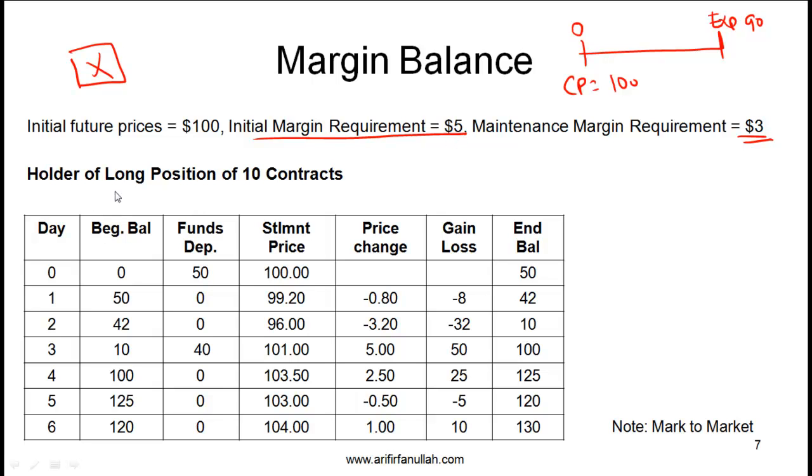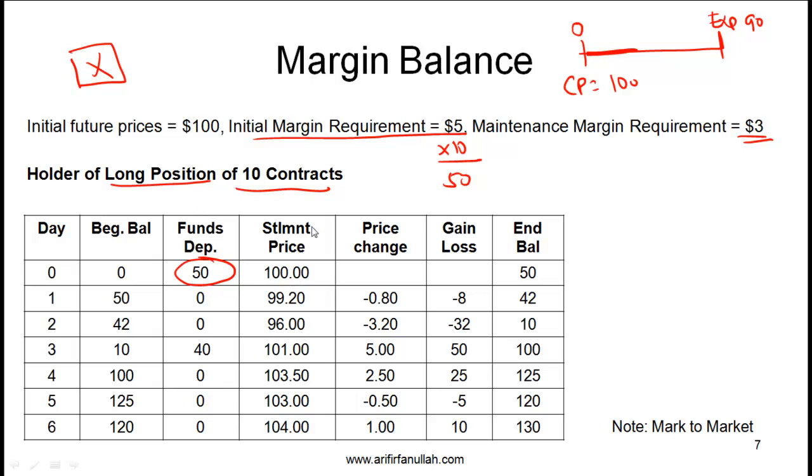So let's now say that you are the holder of a long position on 10 contracts, and we are going to look over, let's say, a 6-day period, what will happen to your account. So day 0 means this is where you are starting. On day 0, the beginning balance is 0. If you want to get into a long position on 10 contracts, you need to deposit $50. Why? Because we have a margin requirement of $5 per contract and we have 10 contracts, so you must deposit $50. The settlement price is 100.